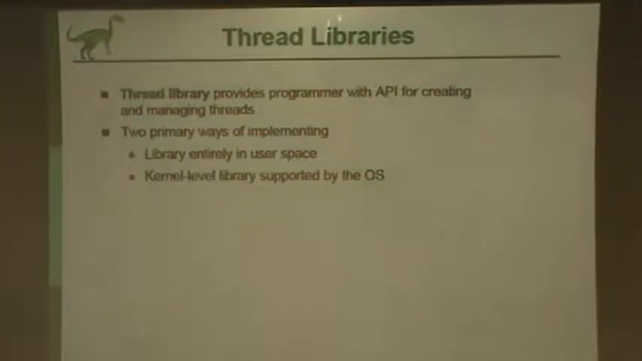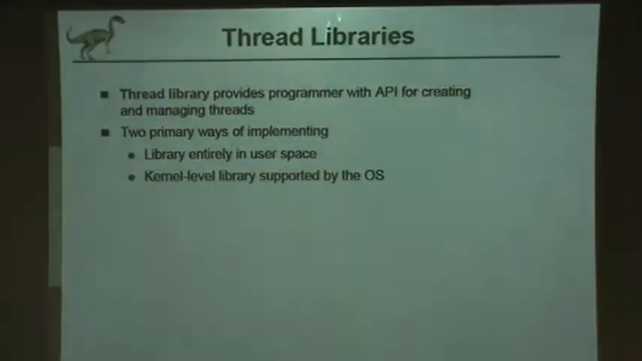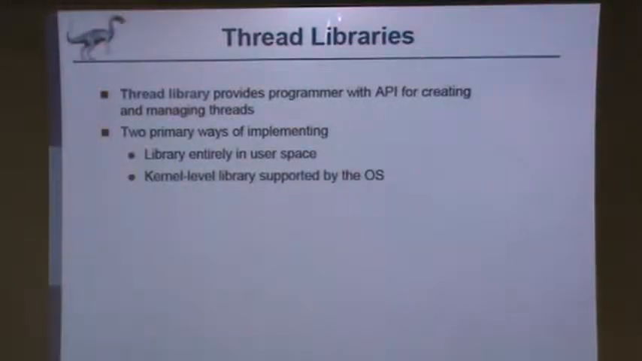Thread libraries provide a programmable API for creating and managing threads. In user threads, the library resides in user space, and on the kernel side, the kernel-level library is supported by the operating system.